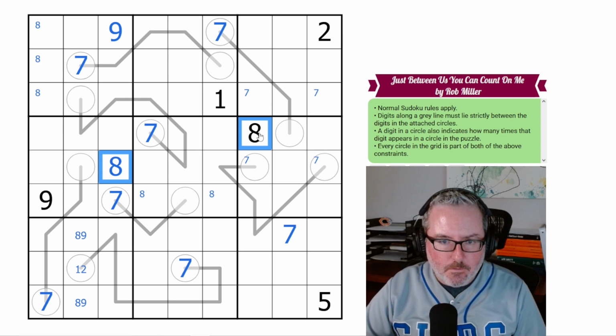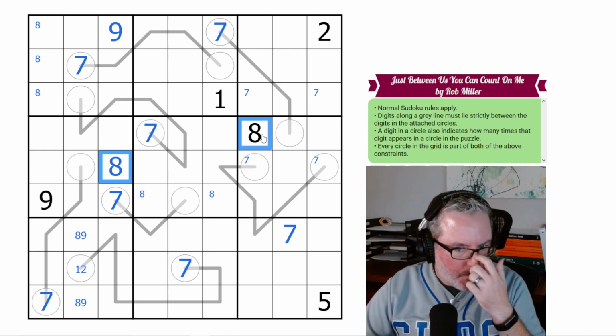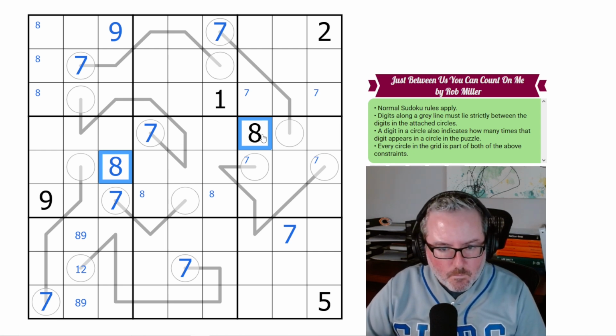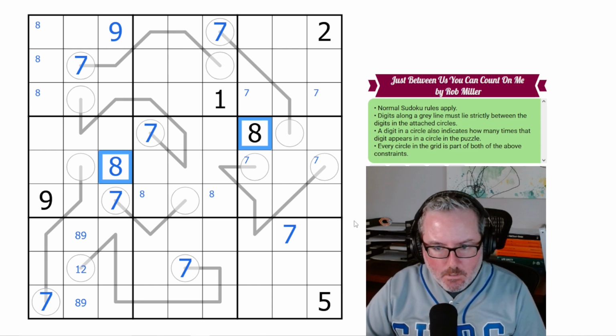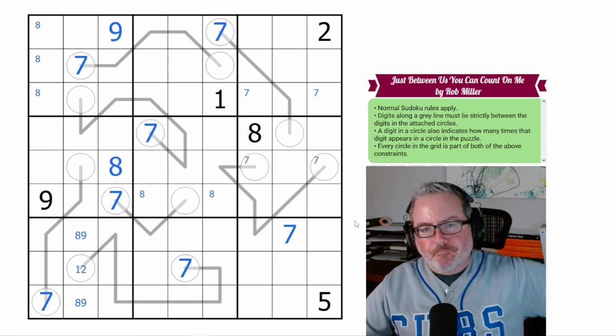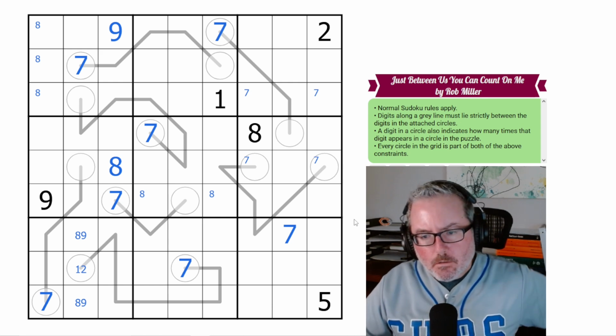Can we do anything further with 8s now that we've kind of moved into our 7? I don't know that we can. No, it doesn't really look like it.